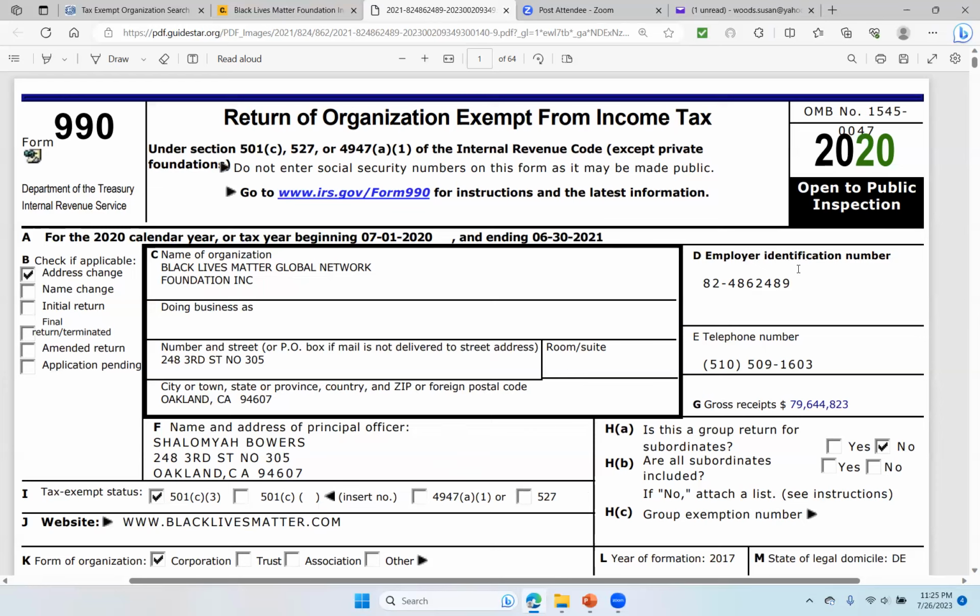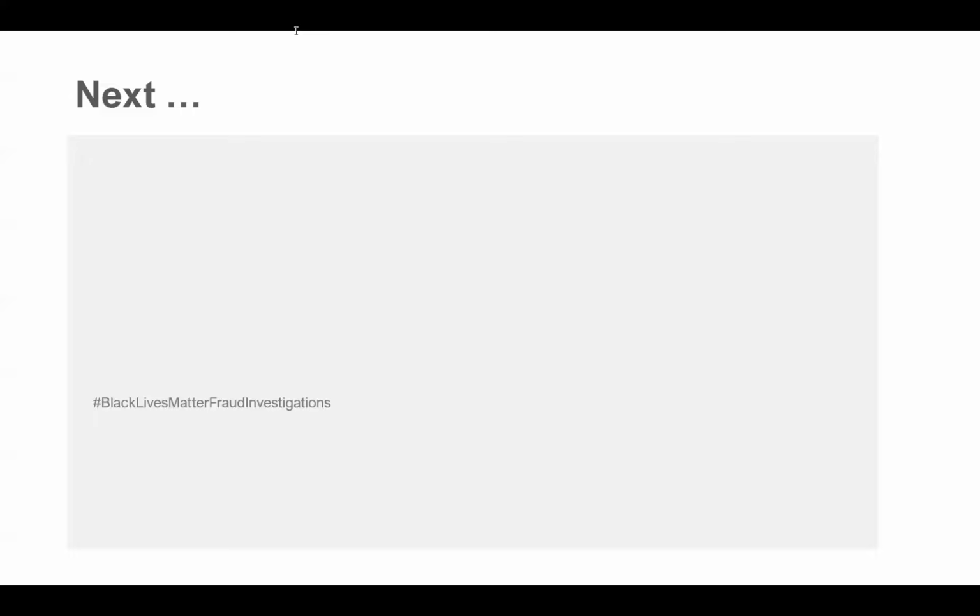So let me wrap up this presentation. Like I said, I wanted to make it shorter by focusing in on just the red flags. So now let's talk about next steps and what we're going to learn next. Sure, I'm showing you the right screen.